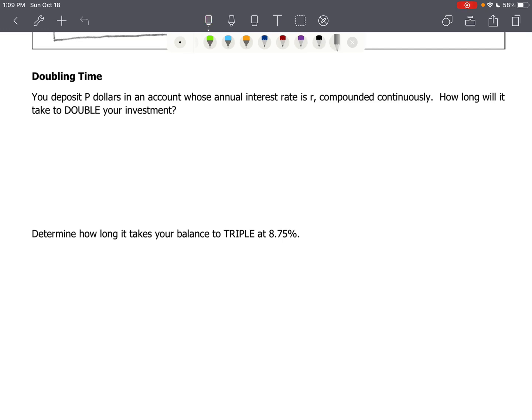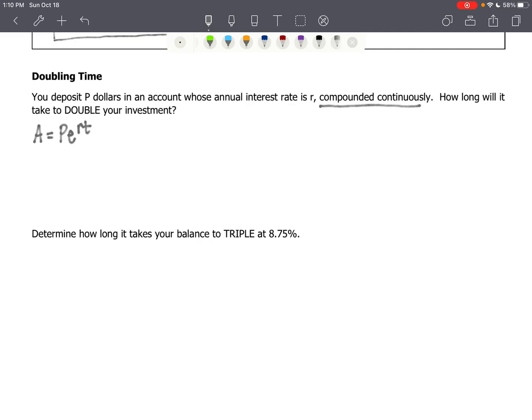So let's talk about this. We're talking about compounded continuously. The first thing I'm going to write down is the formula. A equals P times E raised to the RT power. That's our compounded continuously formula. A is our end amount, P is our initial deposit or our principal, R is our annual interest rate, and T is your time in years that the money is accumulating interest in the account.